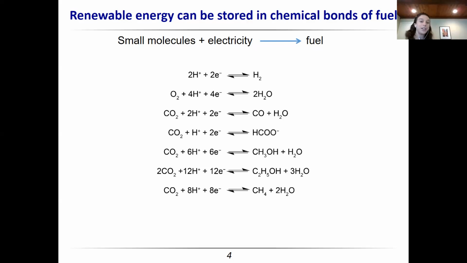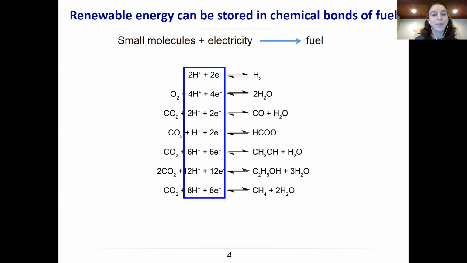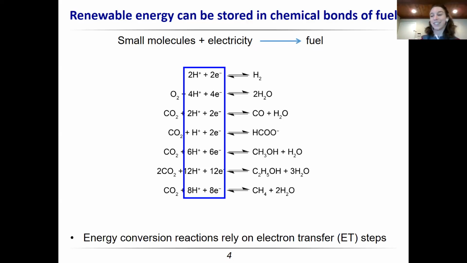CO2 reduction to fuels is a really exciting area of research, and you could imagine a lot of different products that could come out of this. Here I've shown CO, formate, methanol, ethanol, and methane. And what I want you to notice about all of these reactions, this is just a subset of the energy conversion reactions, is that all of them require proton and electron transfer steps. And today we're going to focus on electron transfer. So understanding the fundamentals of electron transfer and what governs when these reactions occur and the rates at which they occur is really important to designing efficient catalysts for doing any of these reactions.